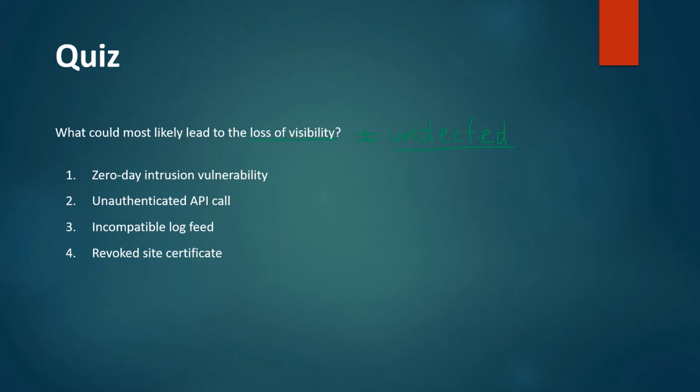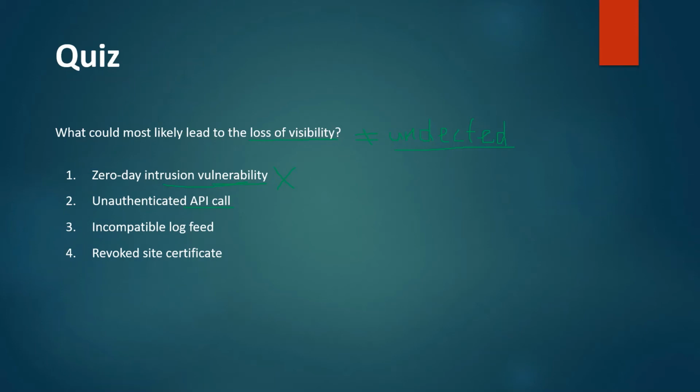Okay, let's review the options one by one. Zero-day intrusion vulnerability. Again, this is a vulnerability. The intrusion could be detected and prevented, but the vulnerability itself does not lead to loss of visibility of the intrusion protection. Unauthenticated API call. The request might bypass the API gateway, so the request is put forward without due authentication. But again, this is a vulnerability, and the vulnerability is not related to visibility, whether detected or undetected. The unauthenticated API call would not lead to the data missing from the dashboard.